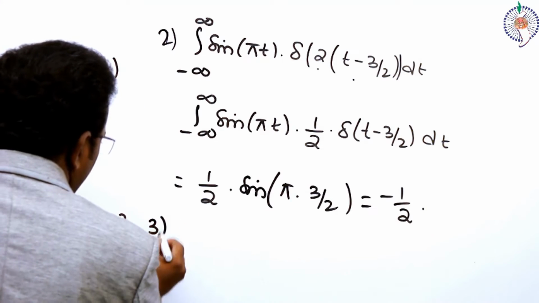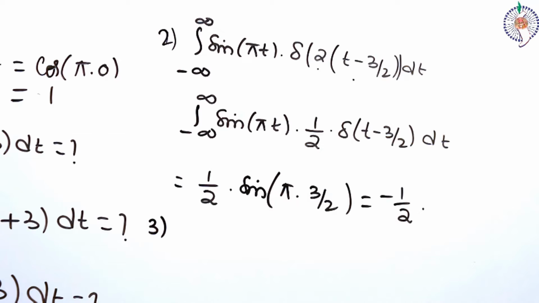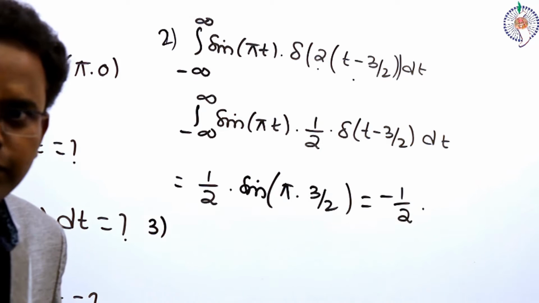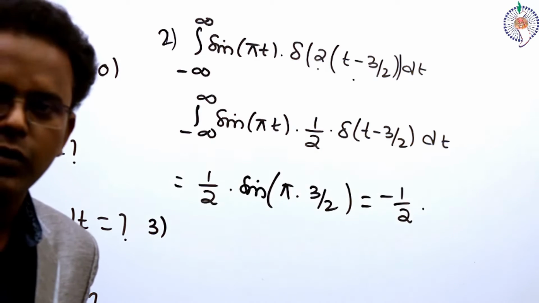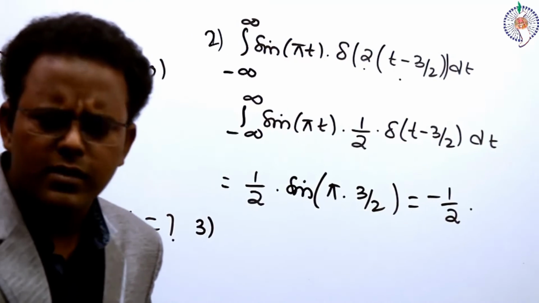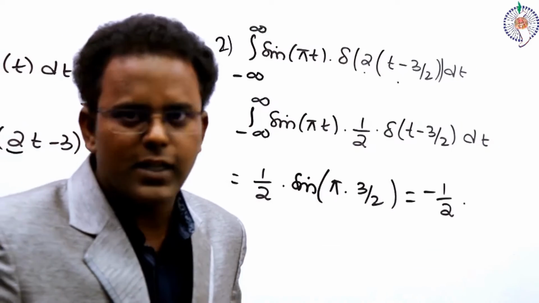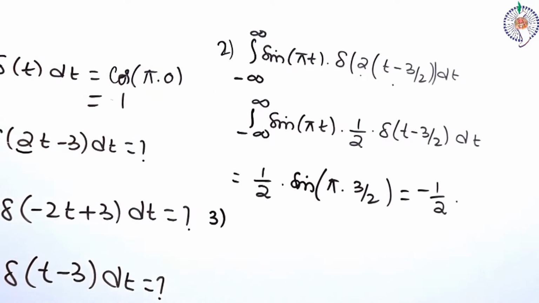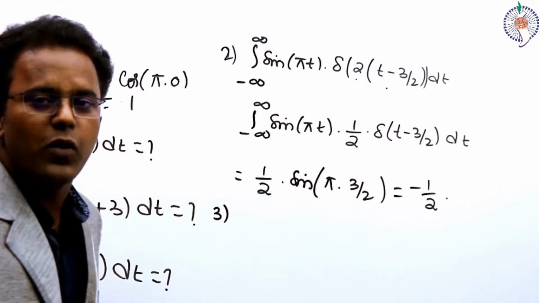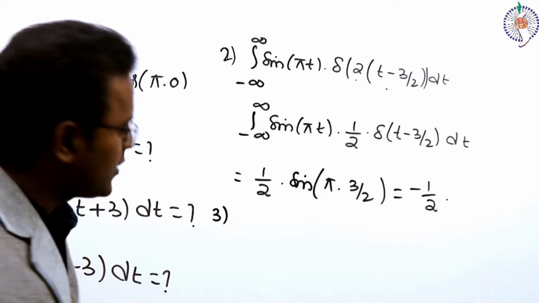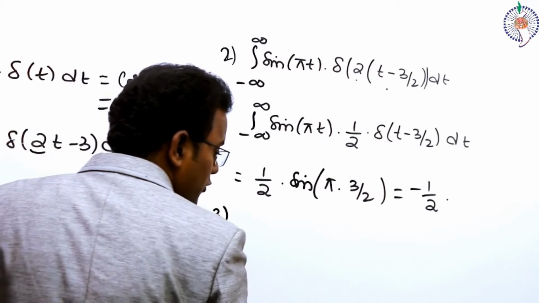Now see problem number 3. Can anyone get the answer for problem number 3? Yes, someone is saying 0, okay. Someone is saying 1, okay. 1 by 2, okay. Let's see the answer. Up to now I got 3 options: 0, 1 and 1 by 2. Let's see what is the correct one. And is there any 4th option coming?